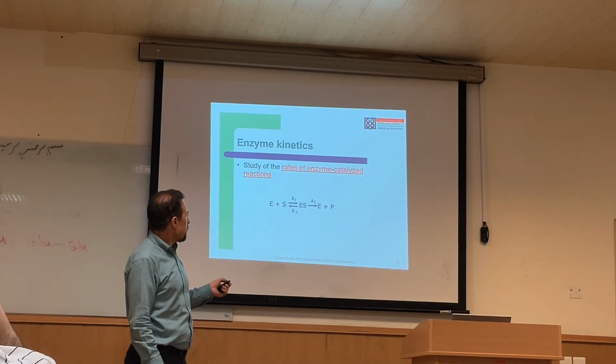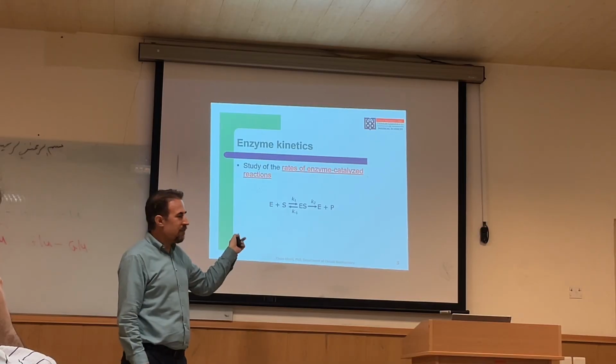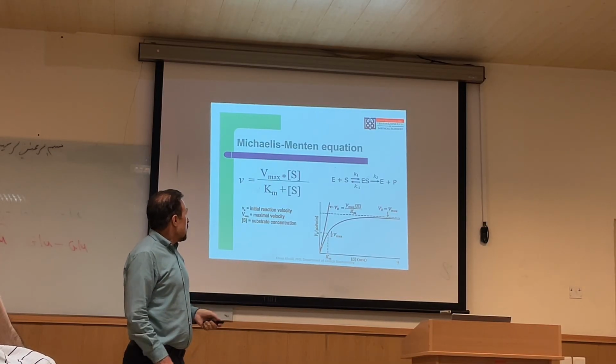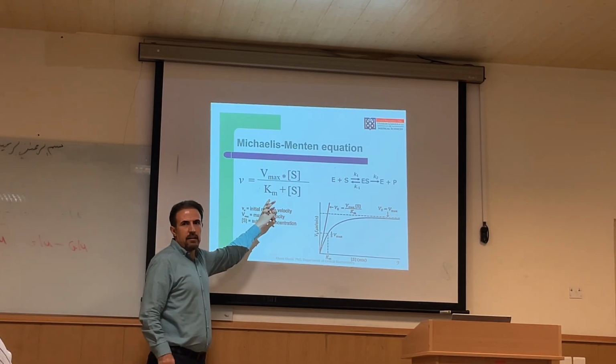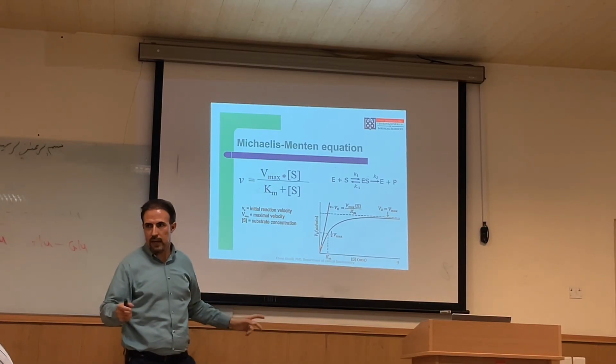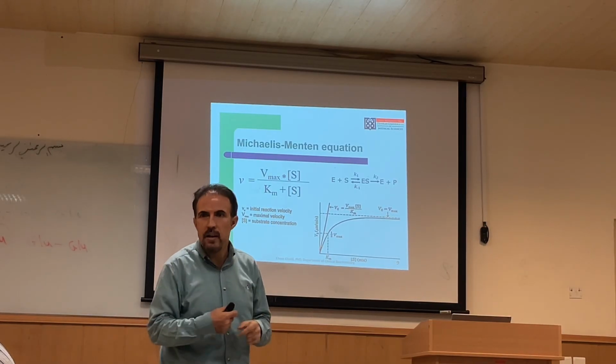So this is the equation. I will come back to this one. So we have an equation here. What does it say? How do we calculate that? How do we calculate the maximum velocity?